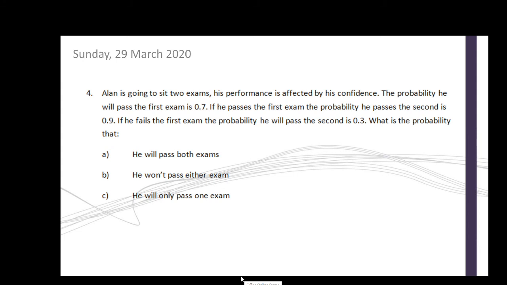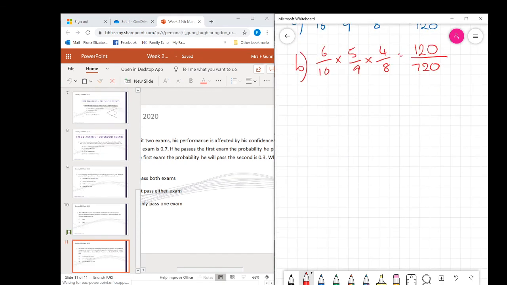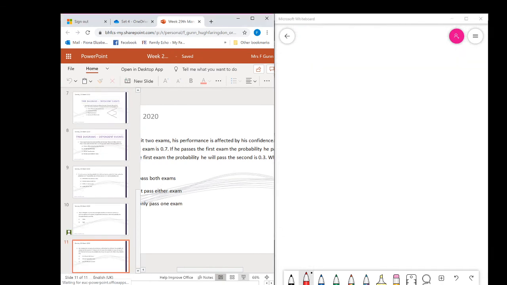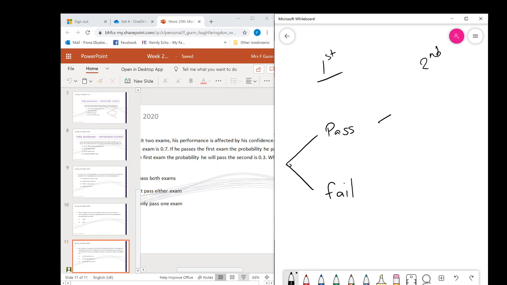Okay, so last one. I'm going to be reading it off my other screen. You've had a go already, hopefully. So, we're sitting 2 exams. And in the exams, it's either pass or fail. And that's the first exam. And then the second exam, he could pass or he could fail.